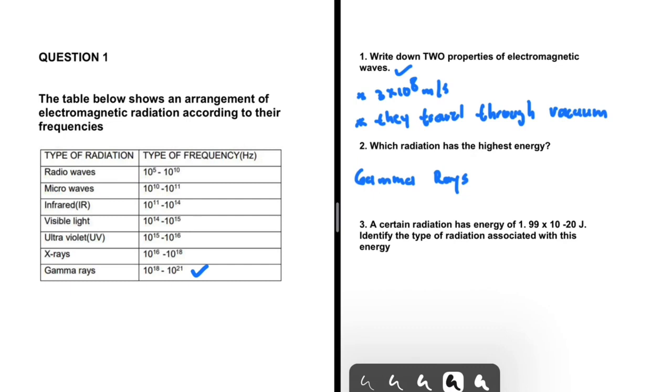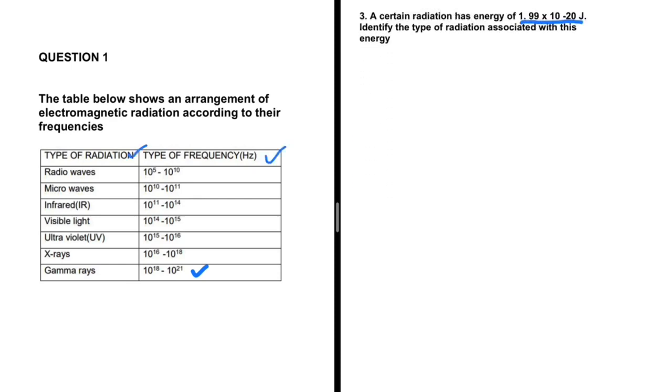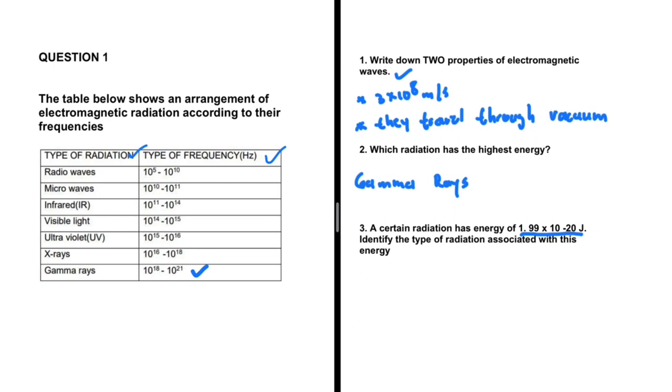So we are given the energy. The question says that we must find the type of radiation associated with this energy. We are given a table of type of radiation and type of frequency. So we will use this energy that is given to calculate the frequency. And after calculating the frequency, it is just a matter of identifying in which range it belongs. What type of radiation is it originating from? So let's go ahead and take a look.